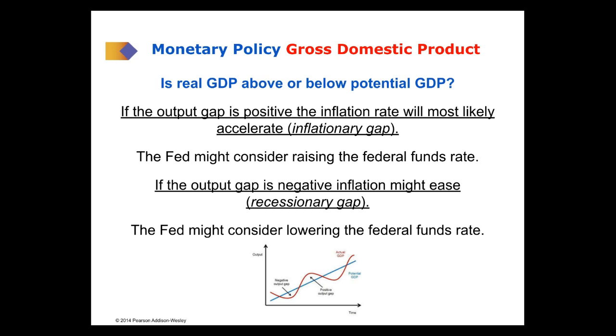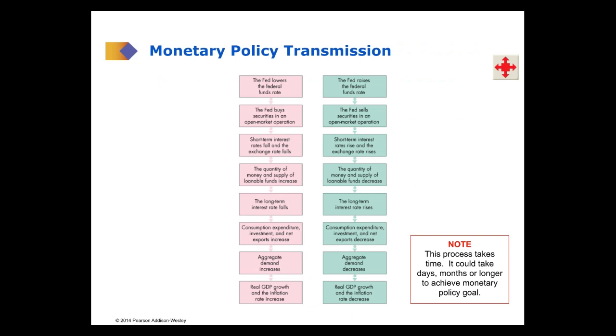And so that's how the Fed goes about monetary policy. We can see this process on a chart here. On the left is when the Fed wants to increase economic activity. They start that process by lowering the federal funds rate. They will buy securities in an open market operation. This will put more reserves into the system. With more reserves, the interest rates come down.